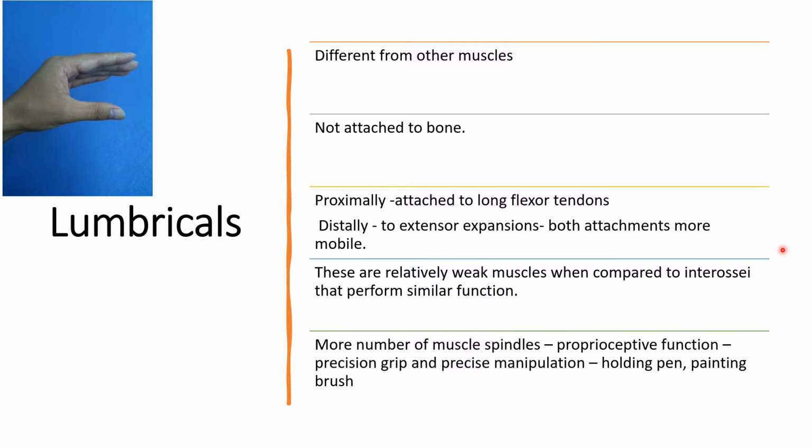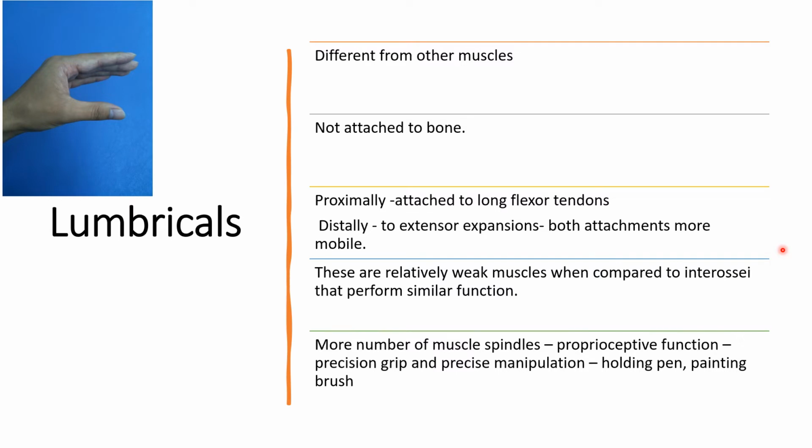Another point about the lumbricals is that they are weak muscles when you compare them with the interossei muscles, as both of them perform a similar function. The interossei are stronger than the lumbricals. Another point of importance is that the lumbricals have more muscle spindles. That means they are concerned with proprioceptive function.